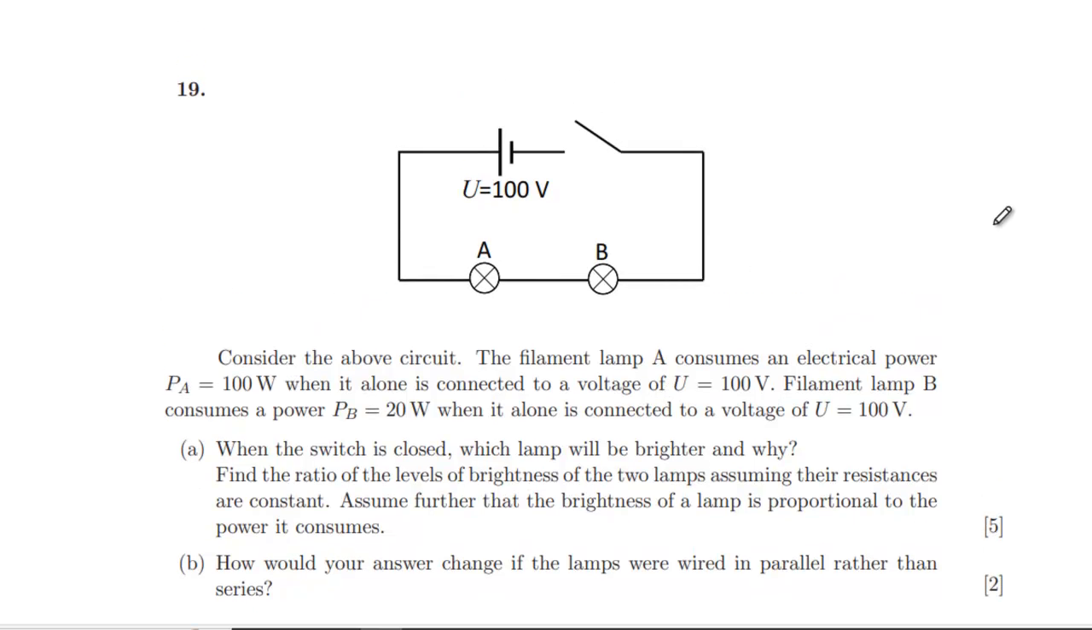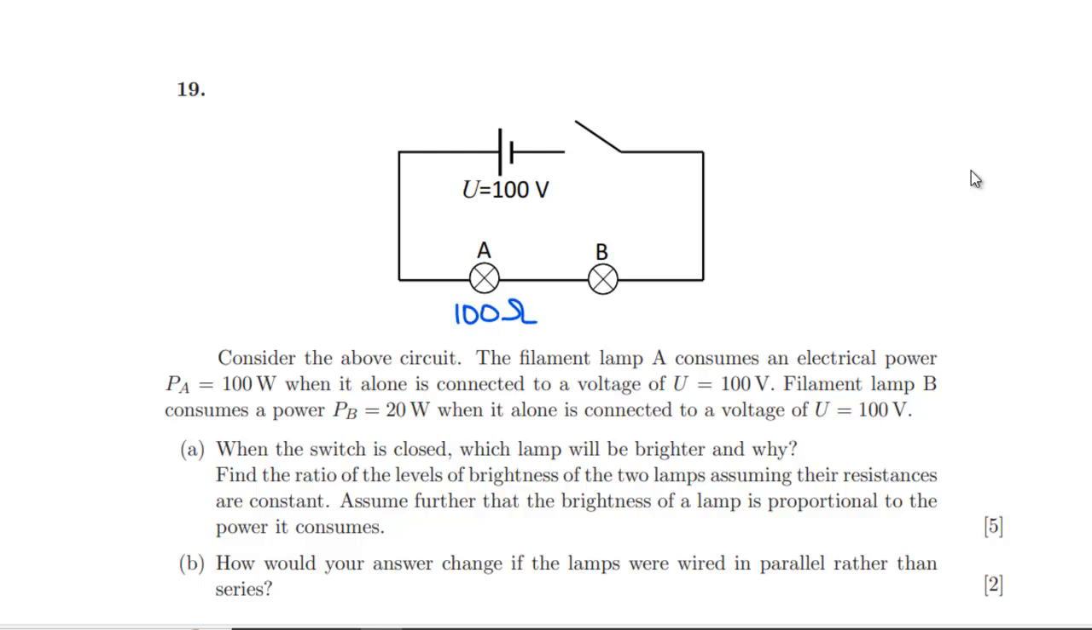Question 19. Consider the circuit above. A filament lamp A consumes an electrical power of 100 watts when it alone is connected to a voltage of 100. Right, so if we've got 100 watts from 100 volts, that means the resistance must be 100 ohms.